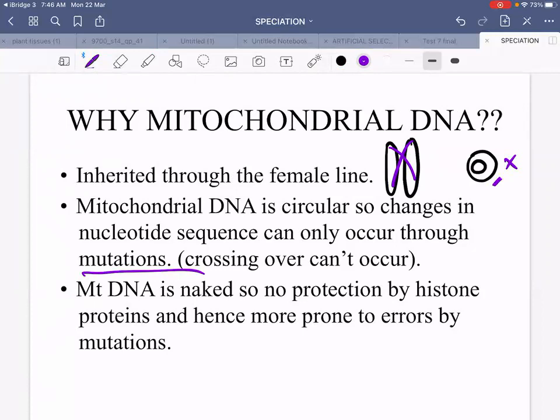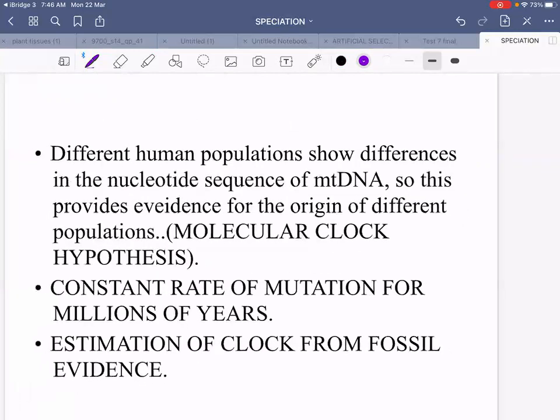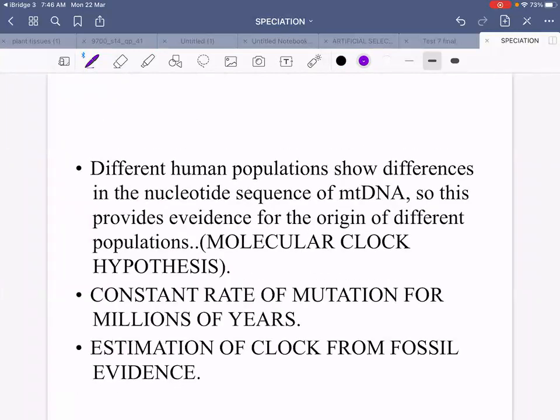It is circular, so इसमें कोई अगर change आता है तो crossing over की वजह से नहीं हो रहा होगा. It will only be due to mutations. And since mitochondrial DNA does not have histone proteins to protect it, it's more prone to errors by mutations. So errors, if any, can be very easily picked up in the mitochondrial DNA. Different human populations show differences in the nucleotide sequence of mitochondrial DNA. So this provides evidence for the origin of different populations.